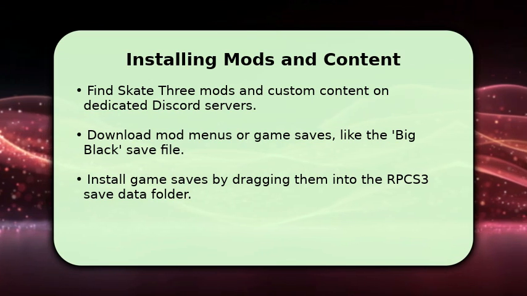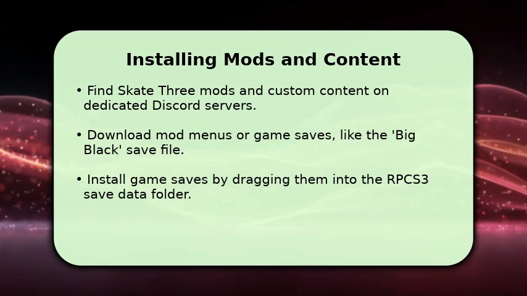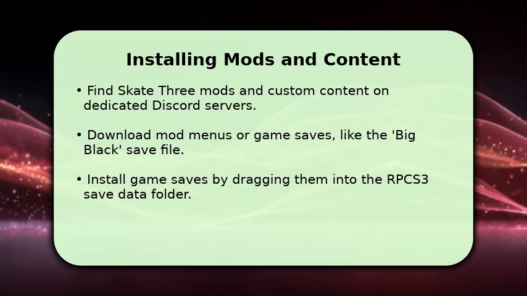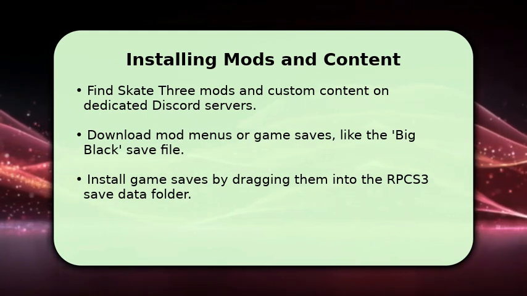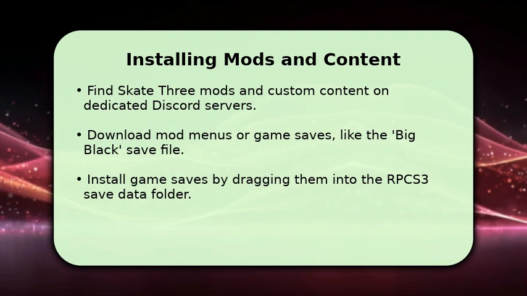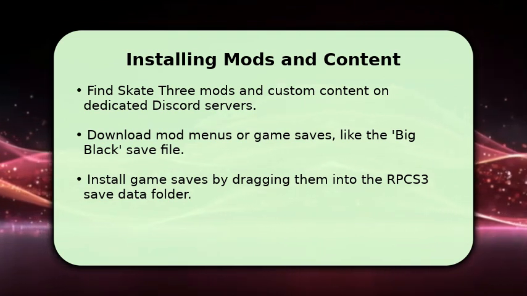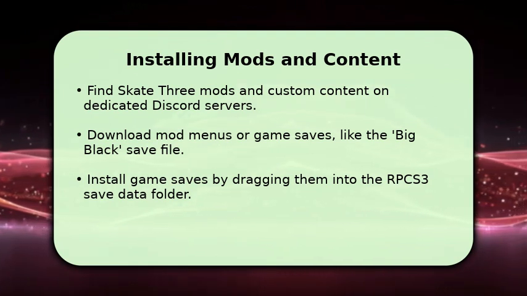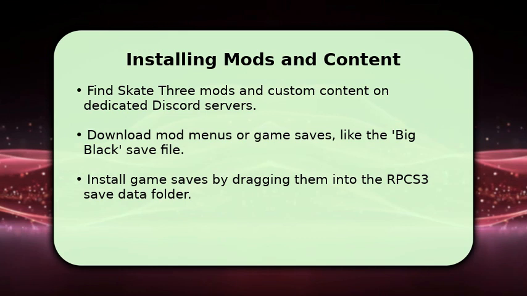To install a game save, such as the popular Big Black character, simply drag the downloaded files into your RPCS3 save data folder. For custom skate parks, copy the park files into the Skate Park Skater folder within your RPCS3 directory. It's a straightforward process to unlock new content.